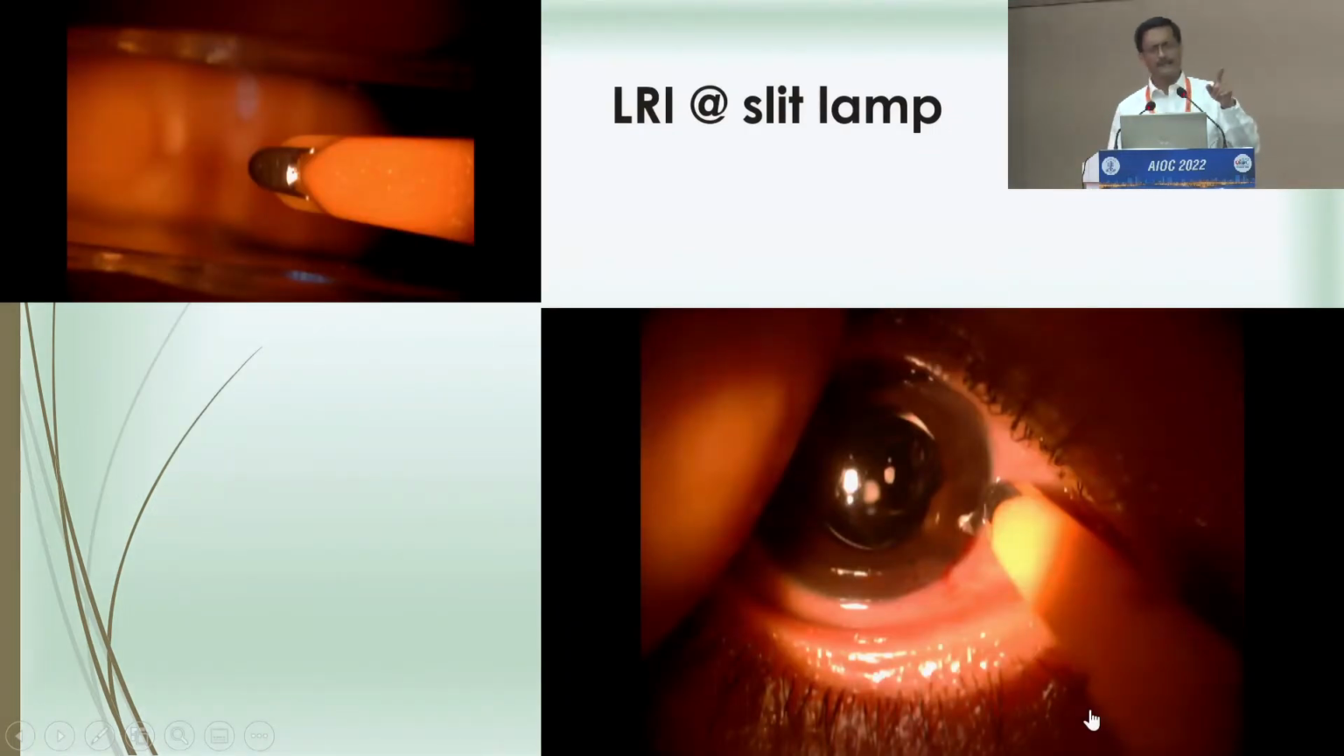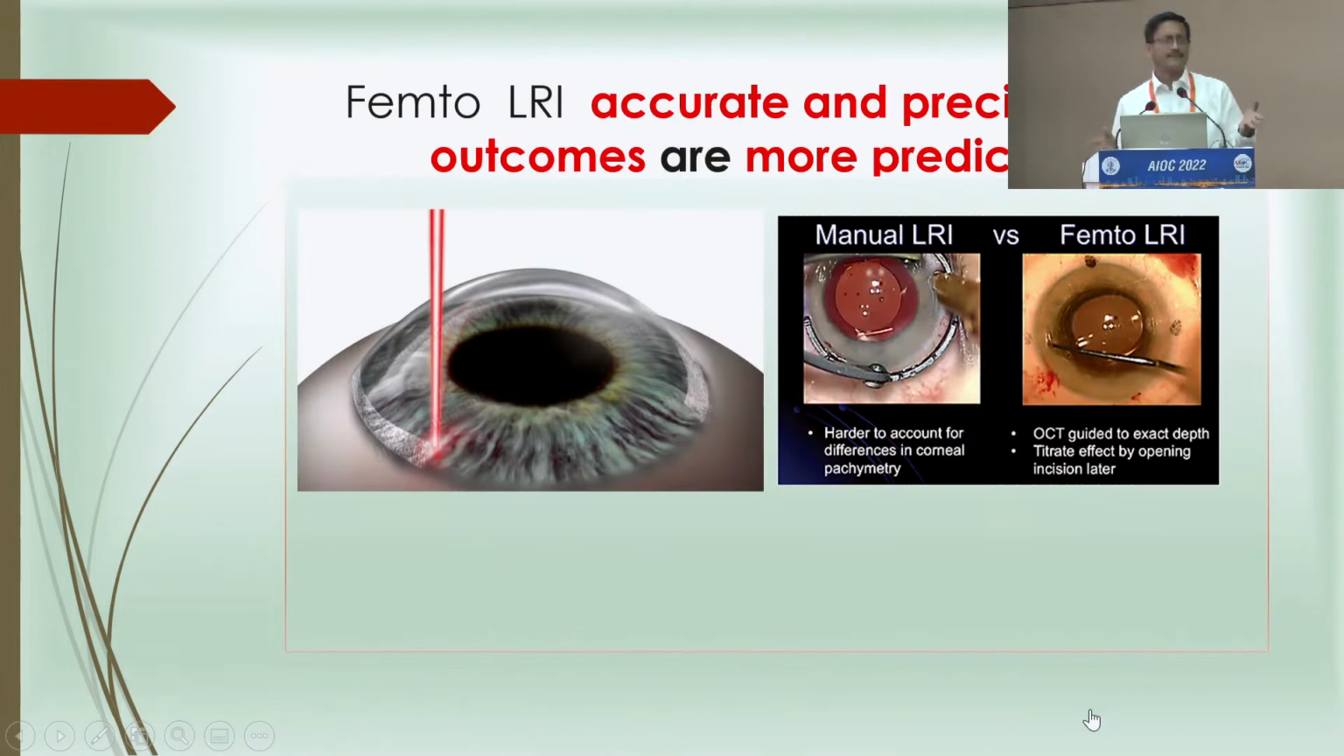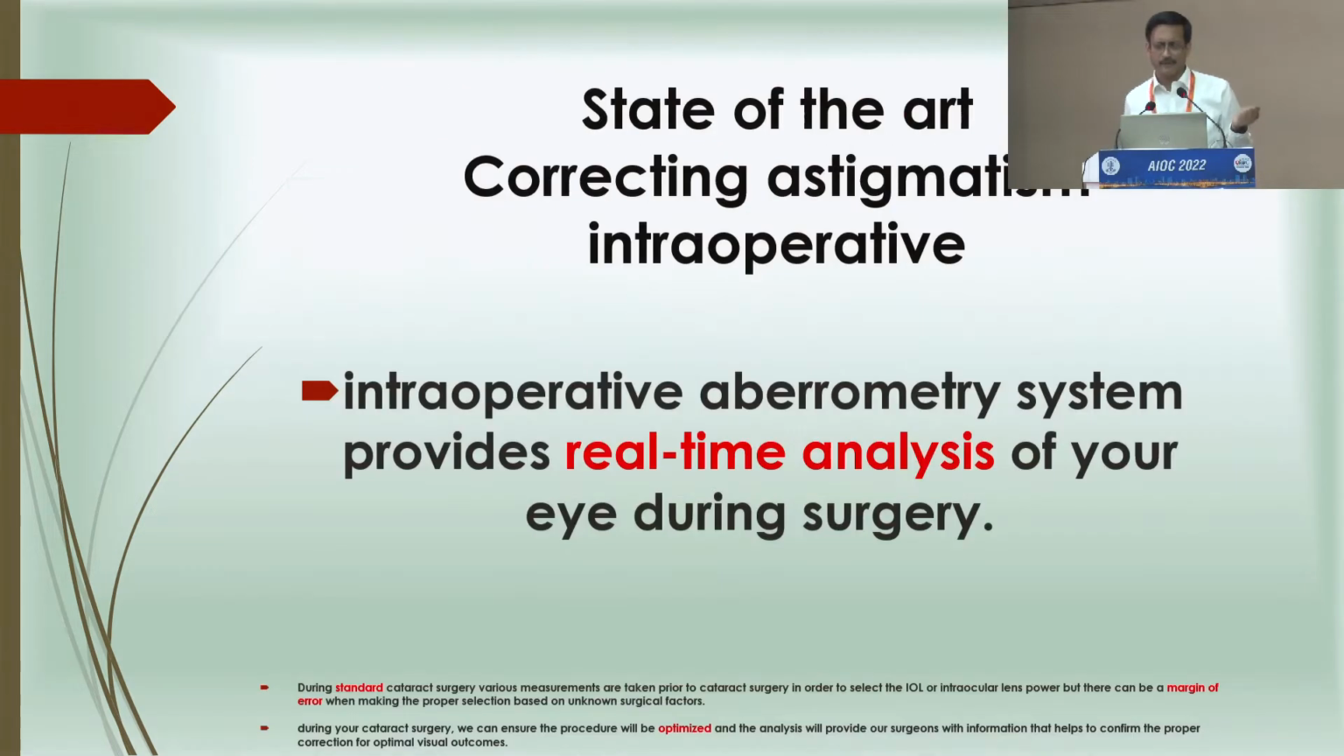You can do the LRI also at the slit lamp. It's a little bit difficult. And these days you can do LRI with femto laser also, whereby you can have the laser creating the opening for the LRI, and you can open it up. You can make it on 2 sides. First you open one and see the refractive outcome, and you can open the second LRI incision of the femto at a later date. So you can titrate the amount of refractive outcome.